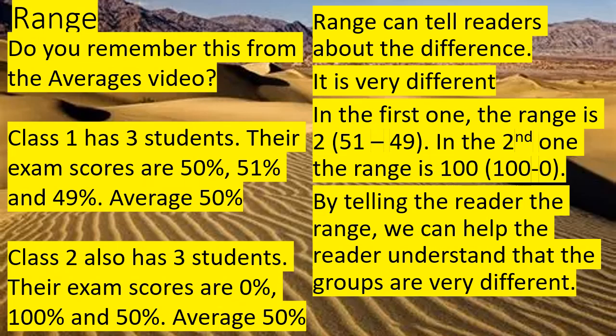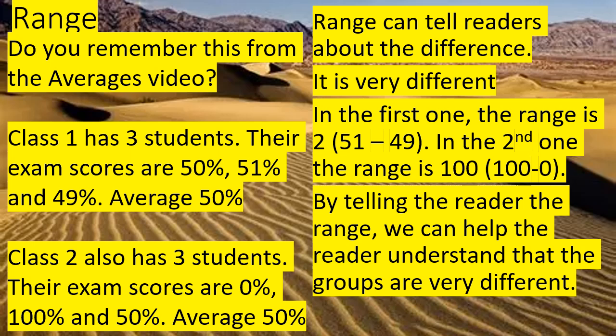So again, do you remember this from the averages video? Class 1 has 3 students. Their exam scores are 50, 51, and 49%, and the average is 50. Class 2 also has 3 students. Their exam scores are 0, 100, and 50. And the average, again, the same, is 50.